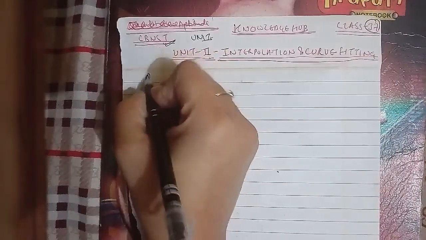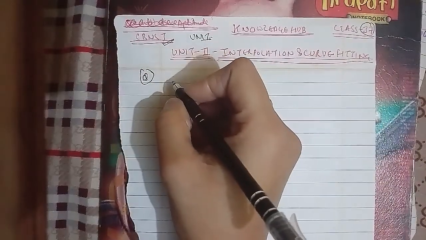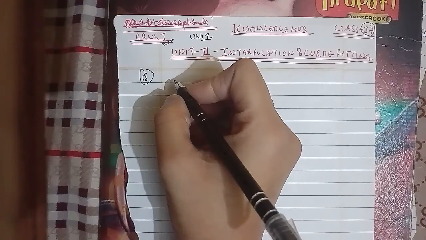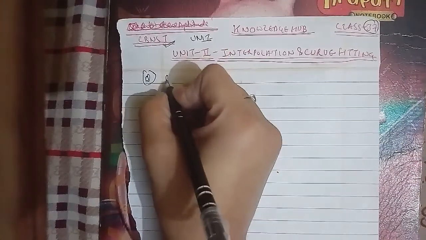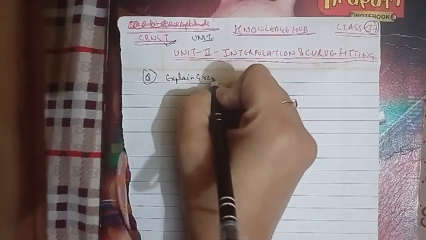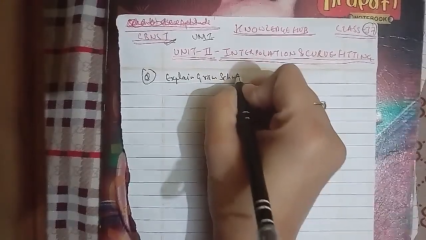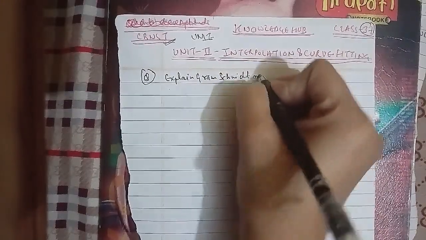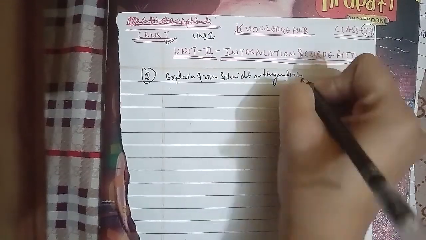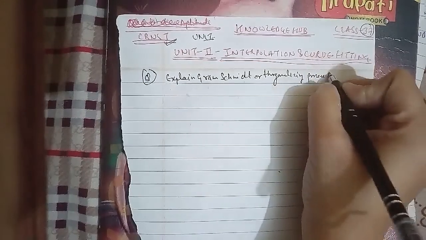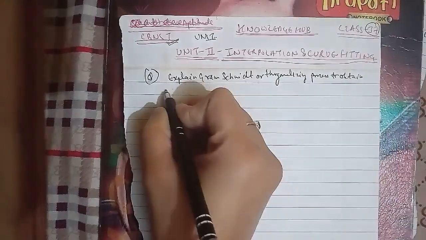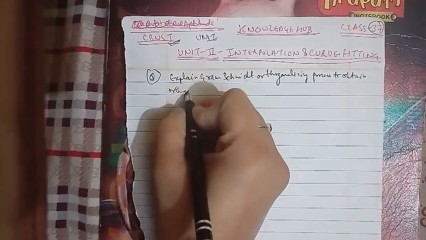Explain Gram-Schmidt's orthogonalizing process to obtain the orthogonal polynomial. For the same, we have to talk about it. Explain Gram-Schmidt orthogonalizing process to obtain orthogonal polynomial, and for the same we have to go ahead.